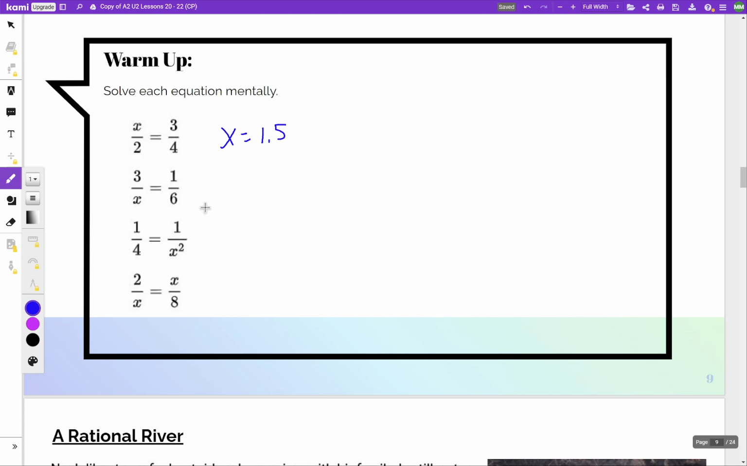Same thing for some of these. So 3 goes to 1. Or if we look at it this way, 1 goes to 3. We multiply by 3. So x must be 18.